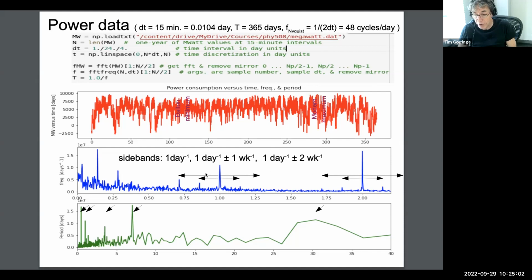And they correspond to satellites in frequency at a frequency of one cycle per week, or 0.14 or 0.28 cycles per day. And so these are sidebands. So sidebands appear in the frequency spectrum when you have 2 or more frequencies in your data. And we have 2 or more frequencies in our data.